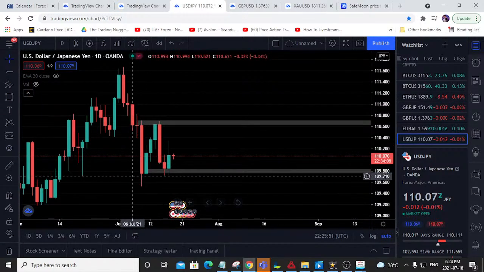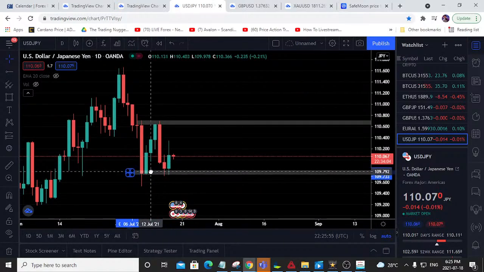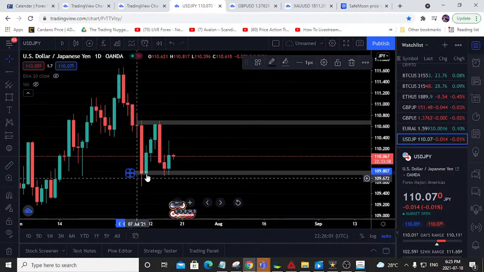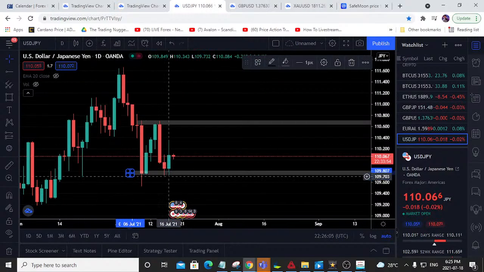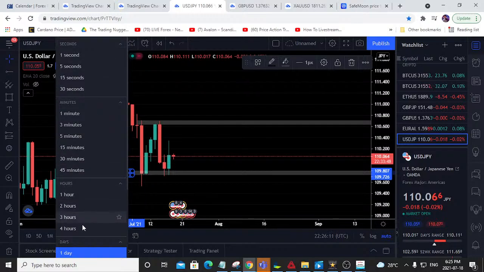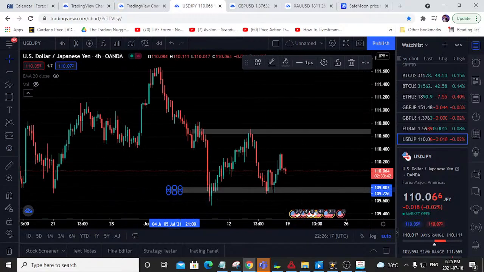We might want to move this to here because if you move it to here, you're taking this into consideration where it rejected, but at the same time, you're also taking this into consideration, which is a part of the structure, which is why this had such a rejection to this area. So we're just going to zoom in on that. We can see that there was obvious support formed here, clear cut.